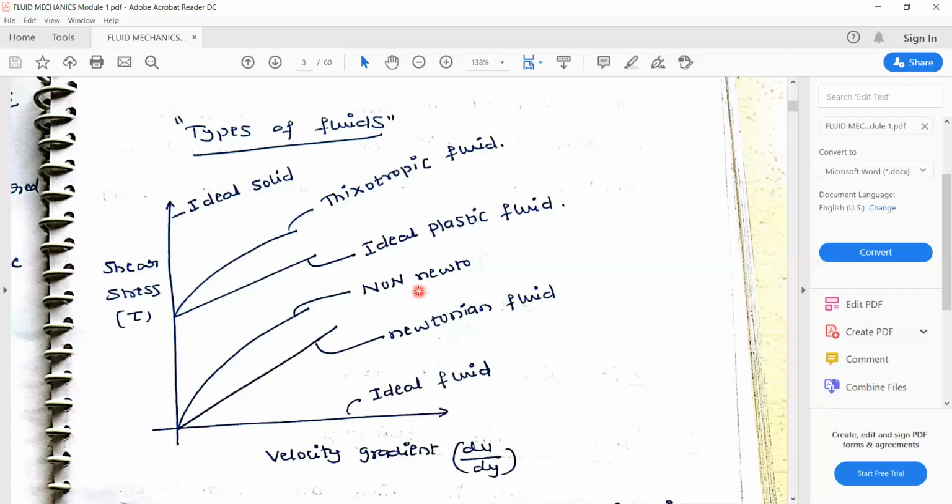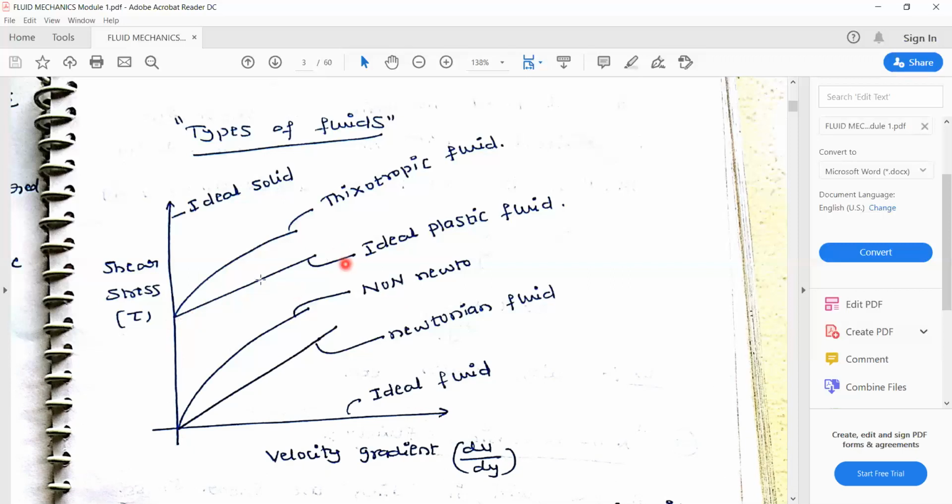What is a non-Newtonian fluid? In the case of non-Newtonian fluids, shear stress is not directly proportional to velocity gradient. Here you can observe the variation is not linear. That is non-Newtonian fluids.